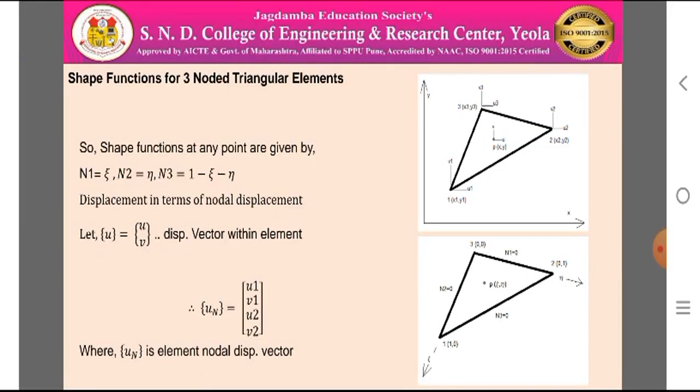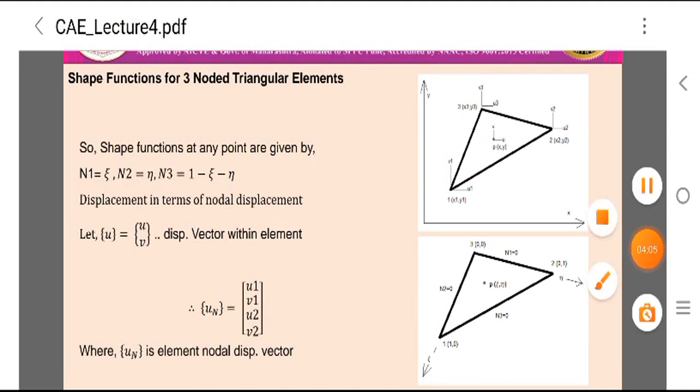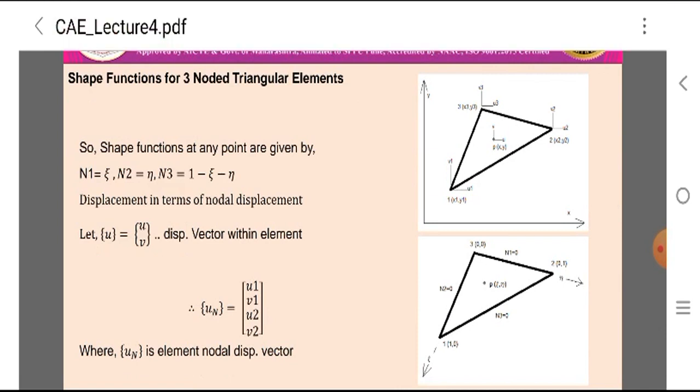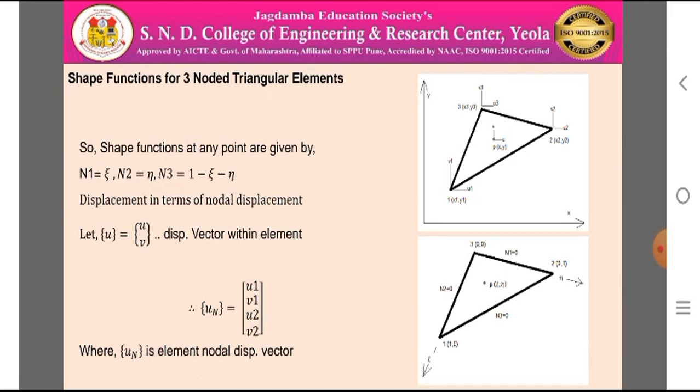So shape function at any point is given by N1 is equal to epsilon, N2 is equal to eta, and N3 is equal to 1 minus epsilon minus eta. The displacement in terms of nodal displacement can be given as u, where u is equal to (u, v), the displacement vector within the element. Therefore, un is equal to u1, v1, u2, v2 and u3, v3, where un is the element nodal displacement vector. It's a column matrix.